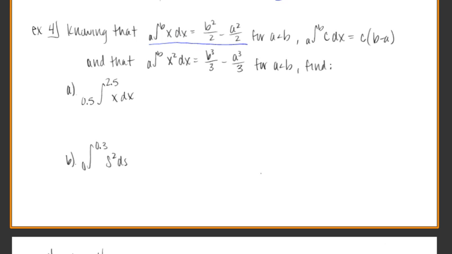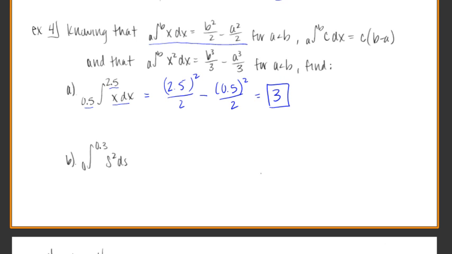Because it says that I'm going to take the integral of just x dx, and as long as a, which is 0.5, is less than b, which is 2.5, then I just use that formula. We can easily plug that in: 2.5 squared over 2, that's my b squared over 2, minus a, which is 0.5 squared over 2. When we do that math, we get an answer of 3. So the area under the curve of x dx from 0.5 to 2.5 will be 3.